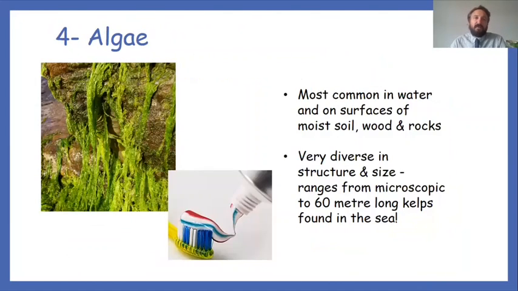Algae. We talked about algae earlier. Algae is mostly common in water and on surfaces. If you've ever seen a pond that's got too much sunlight on it, you can see a sort of film of green algae on top of it. It's not particularly pleasant. It's very diverse in size and structure. Like we discussed earlier, it's microscopic, but as it doubles in size, it can go up to 60 meters long.